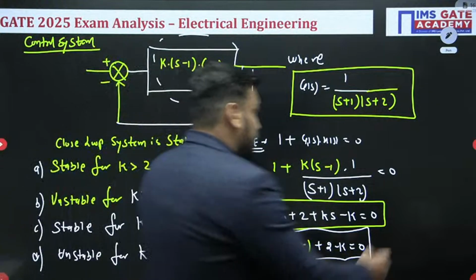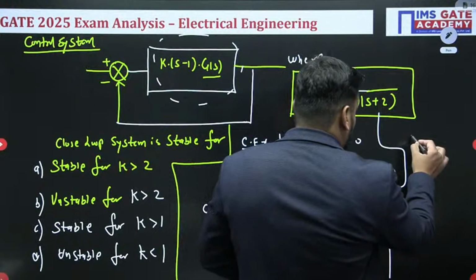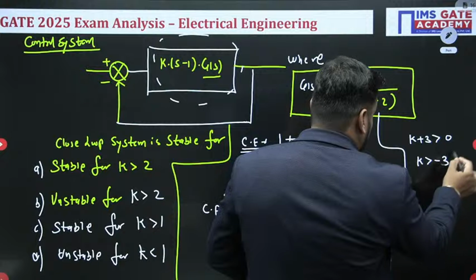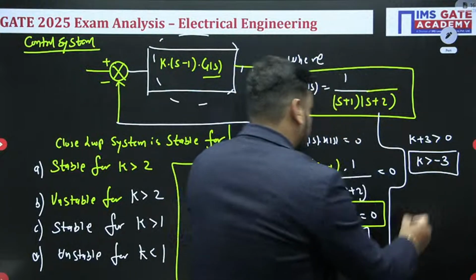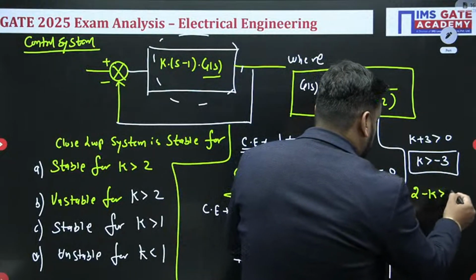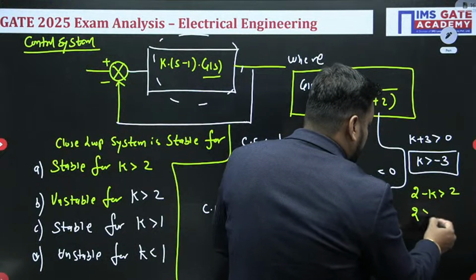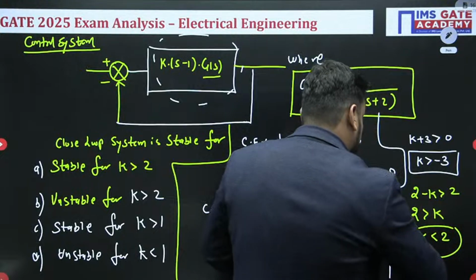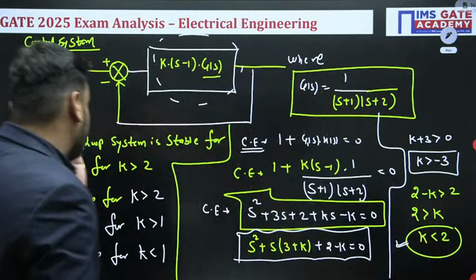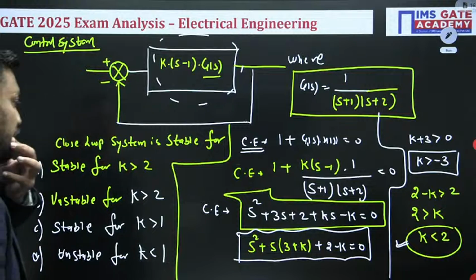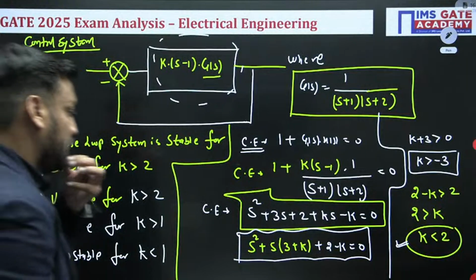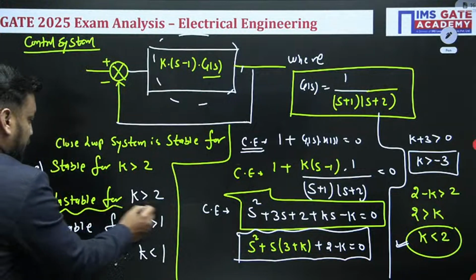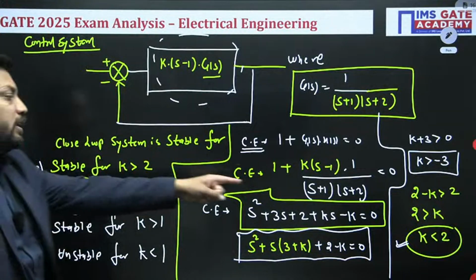So here K plus 3 should be positive. If I make K plus 3 greater than 0, then one limit I will get is K greater than minus 3. And the other is 2 minus K must be greater than 0, so 2 is greater than K. So it means K is less than 2. So we must say that the system is stable for K less than 2. So of course it is unstable when K is greater than 2, because it is stable for K less than 2.